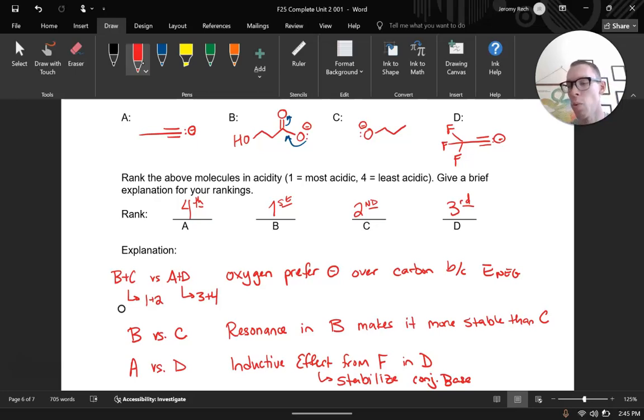But the benefit here is we don't need to know pKa's. We can just use our relative trends, so we don't have to memorize. That's why we're doing this rather than memorizing, because it saves that brain space for something else. So we'll end there, and then we'll get some more practice next time.